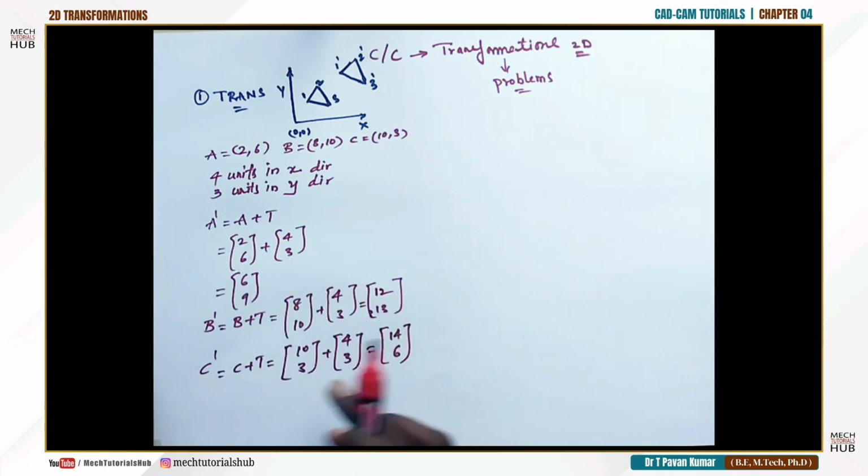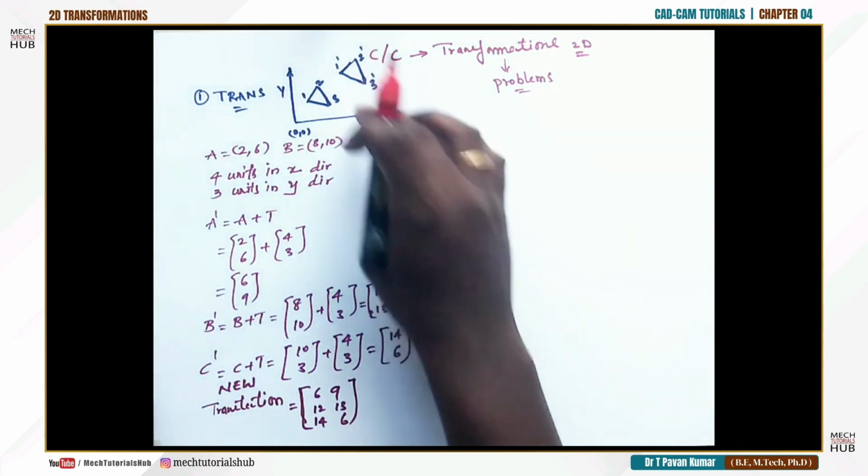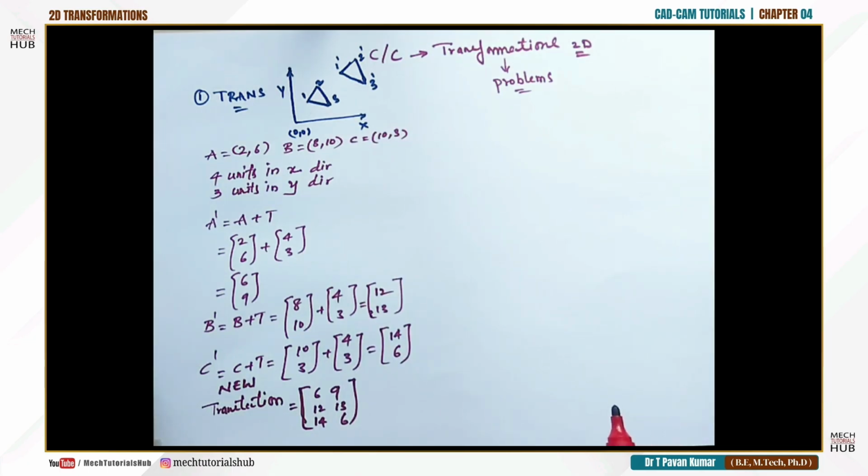Okay, you got ABC now. This is your new position. That new position can be written in this format. The new translation matrix is something of this kind: 6 9, then 12 13, then 14 6. This is your new matrix. New position means this is A prime, B prime, C prime, 1 prime, 2 prime, 3 prime according to the sketch. This is how we'll do it.